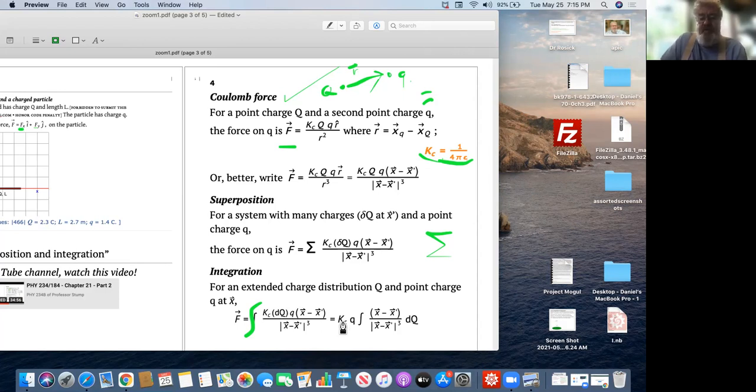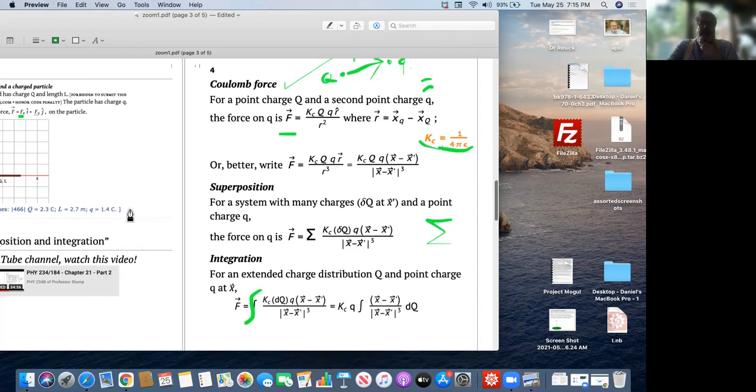Now, k_c is a constant, so I can bring it outside the integral. q is a constant, so I can bring it outside the integral. Then I've got (x minus x prime) over |x minus x prime| cubed dq. So that's the fundamental formula for the force on a point charge q located in the region of an extended charge distribution.